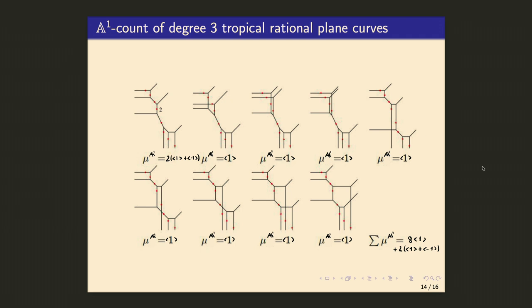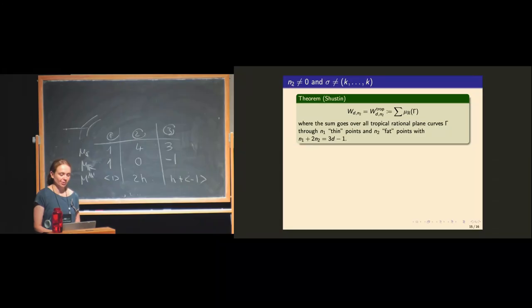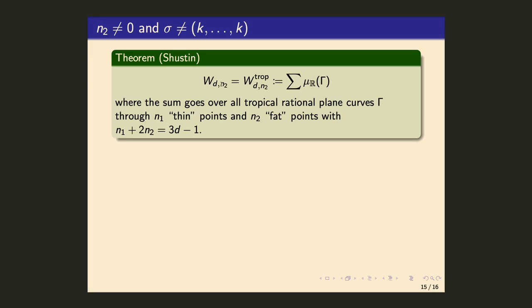And for the very last few minutes, I want to also tell you something about whether one can do this if we, for example, count real curves through not only real points but also complex conjugate points, and more generally over k when sigma, this list of finite separable field extensions, is not just k. The answer is yes, but it's much more complicated. There's a theorem by Schuhmacher and Shustin who express this Welschinger number, this W_{d,N2}, where we are counting real curves through N1 real and N2 pairs of complex conjugate points, and he relates this to a tropical count, where he also defines some real multiplicity, but I won't tell you what it is because it's complicated.